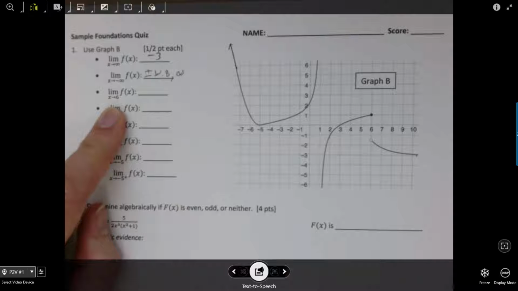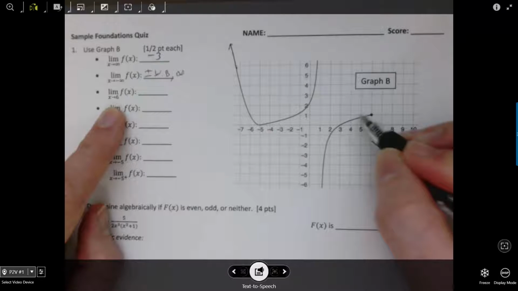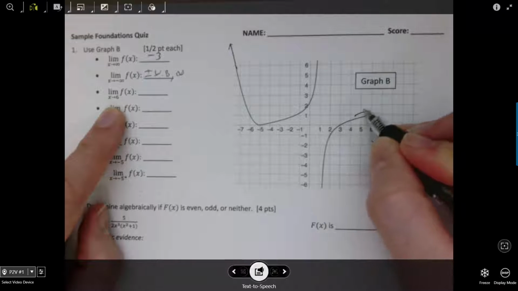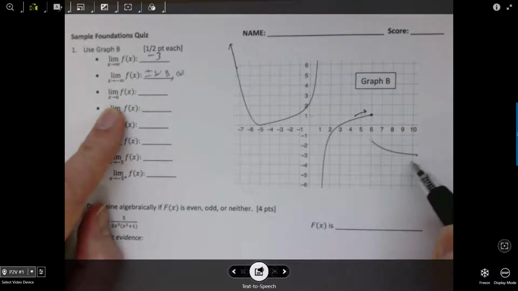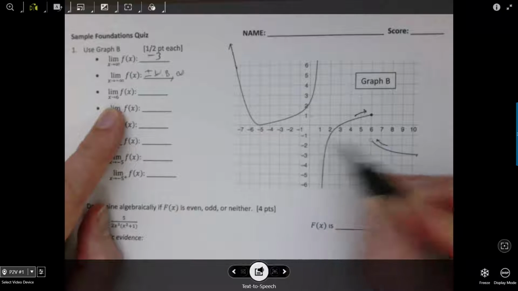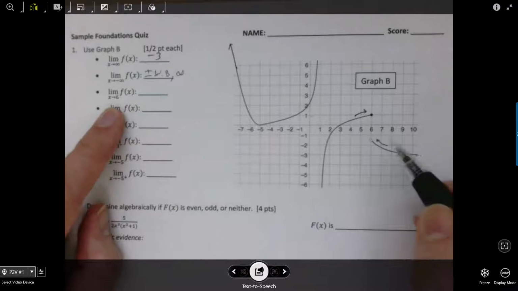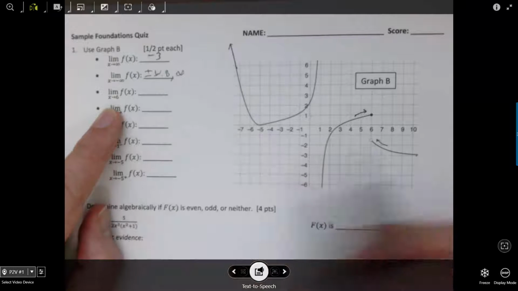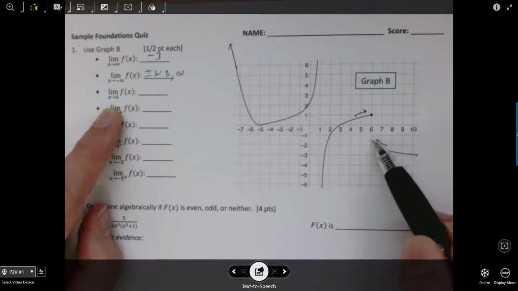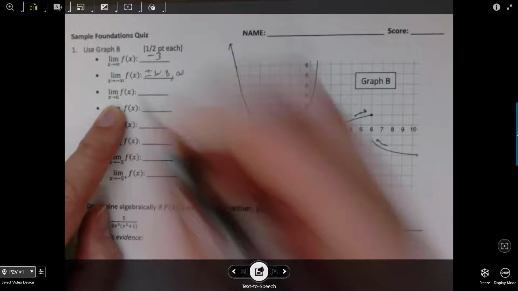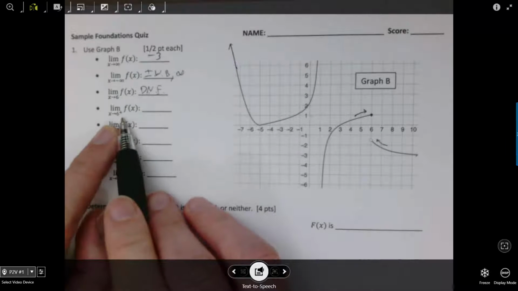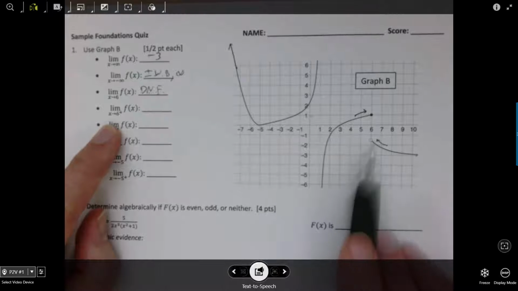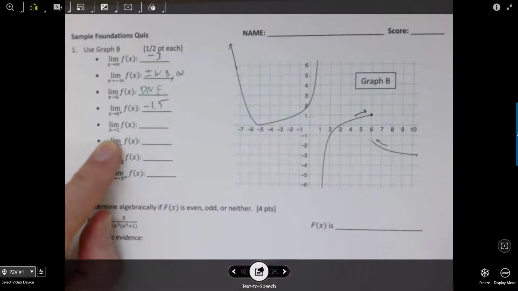Here, limit as x approaches 6. Well, the problem here is it depends on which side. As you're getting closer to 6 from the negative side, the limit is 1. As you're approaching 6 from the positive side, it looks like it's getting closer and closer to -1.5. So in order for the overall limit to be defined, the left-hand limit and the right-hand limit have to be approaching the same value. So this one would be does not exist. However, as I just said, from the positive side, it looks like we're approaching -1.5.